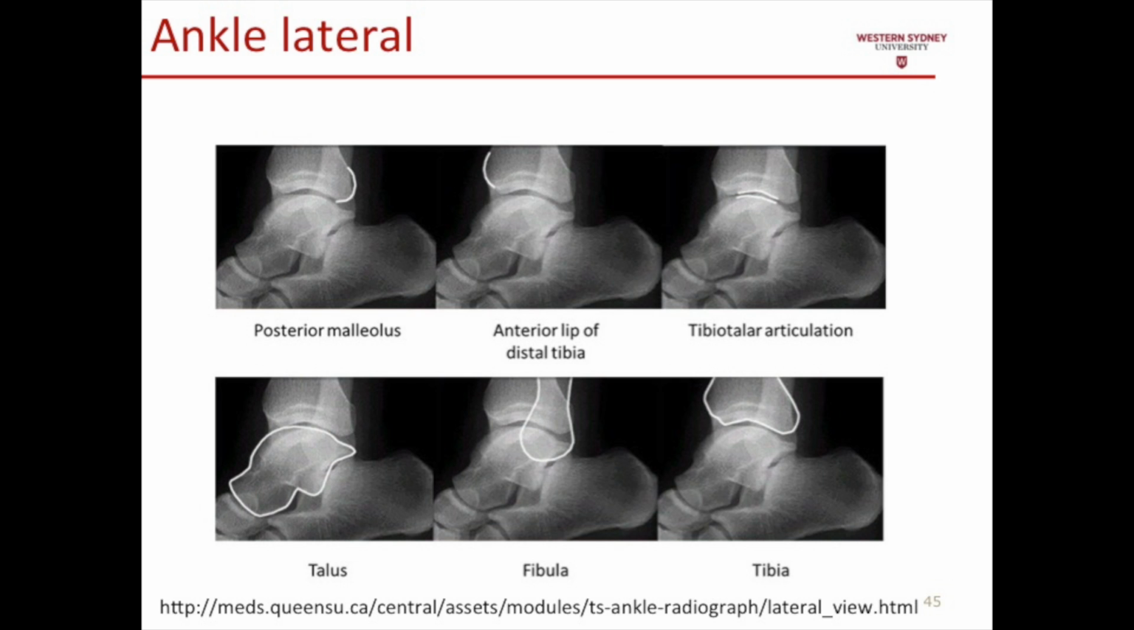This is a slightly different positioning of the foot, but it's still a lateral projection of the ankle. And we can see that the foot has been allowed to plantarflex slightly more than in the previous view. In this slide, to help you identify the key structures, various points have been highlighted for you. And again, please take time to access the web link and do some wider reading in this area.